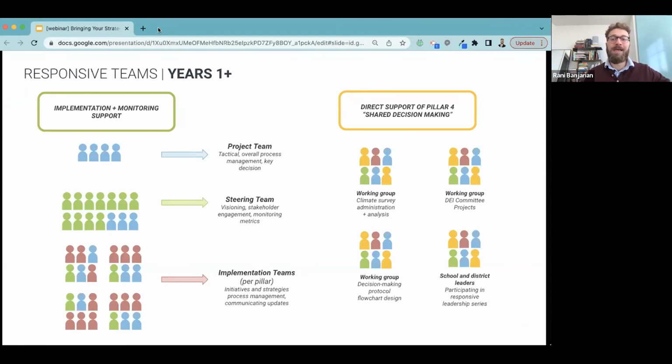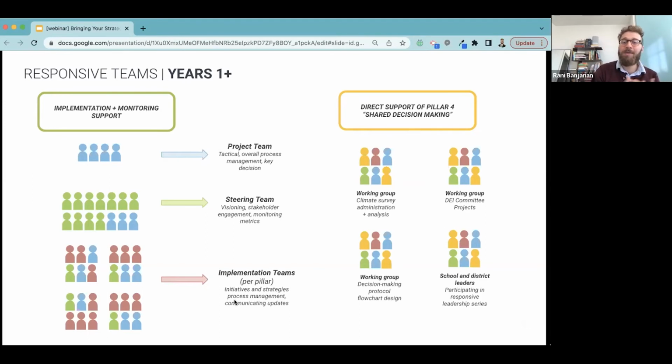And so as you're thinking about building buy-in and ensuring representation from different constituent groups across the community, you want to still think about these structures of a project team, a steering team that really measures impact and ensures that all of the work is aligned to the vision, that supports with stakeholder engagement, that monitors the metrics that you're putting together. But then also thinking about implementation teams. The way that we've seen it work usually is if you have 4 pillars or 4 focus areas, you probably want to have 4 implementation teams.